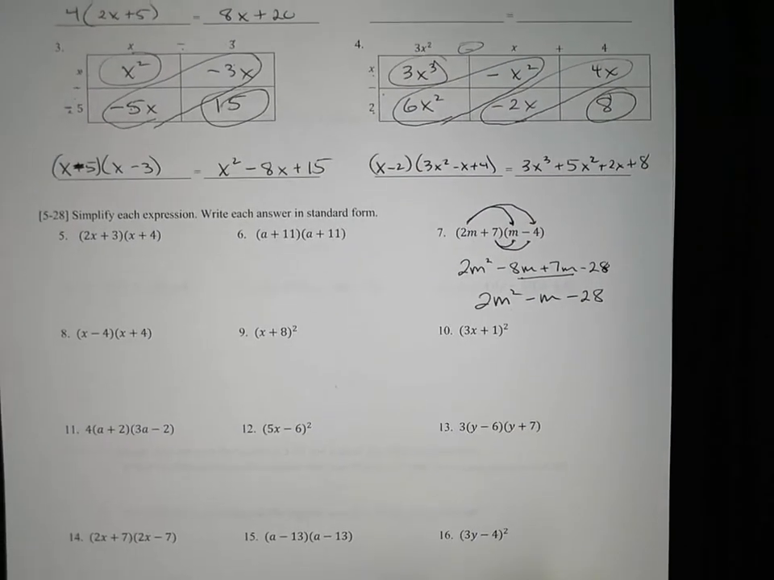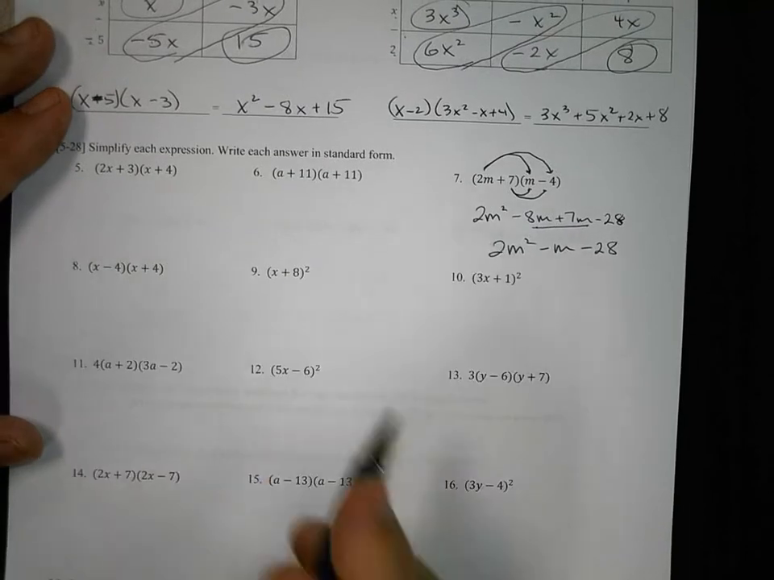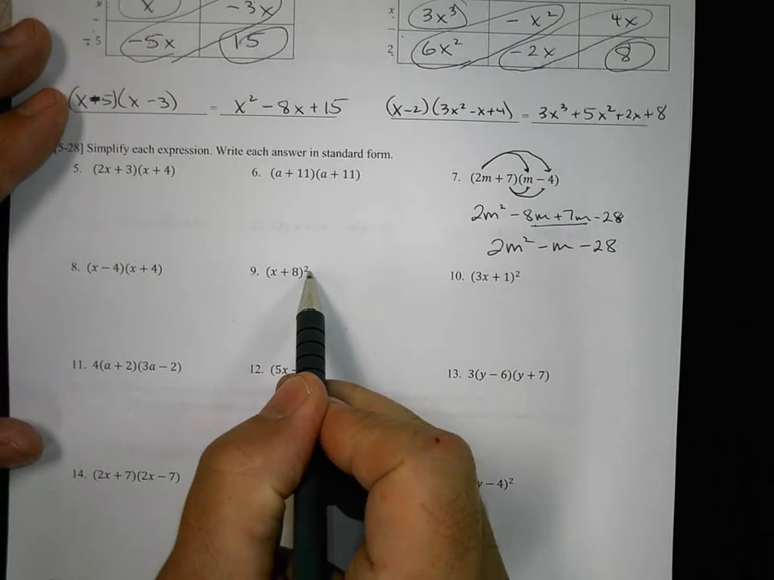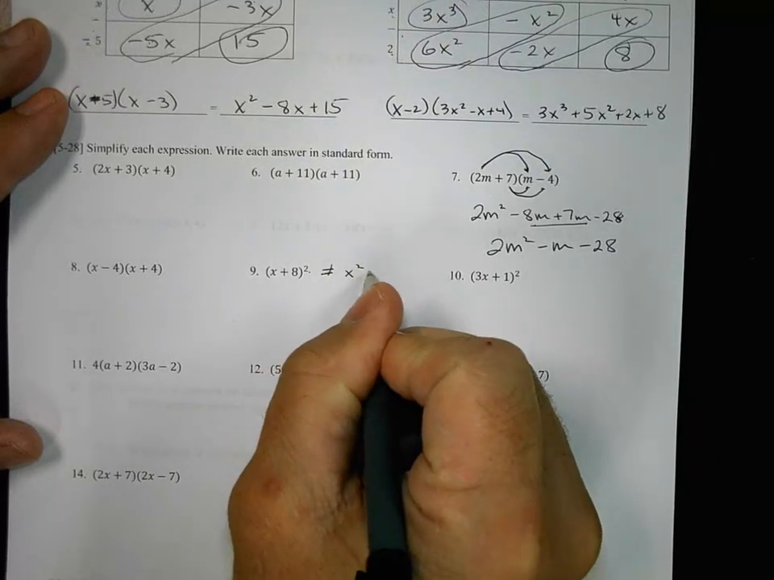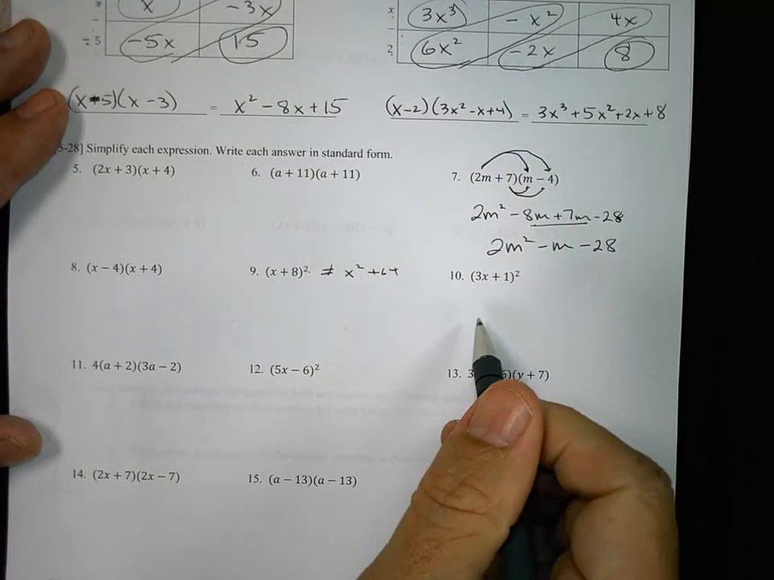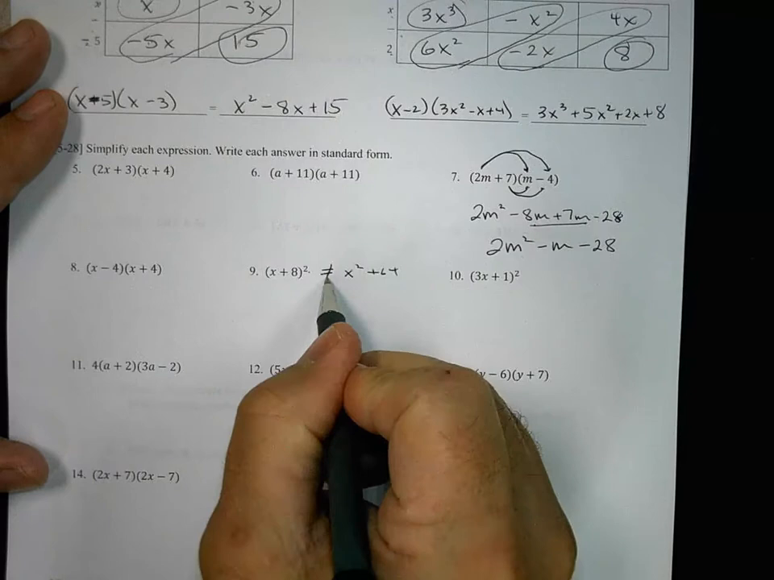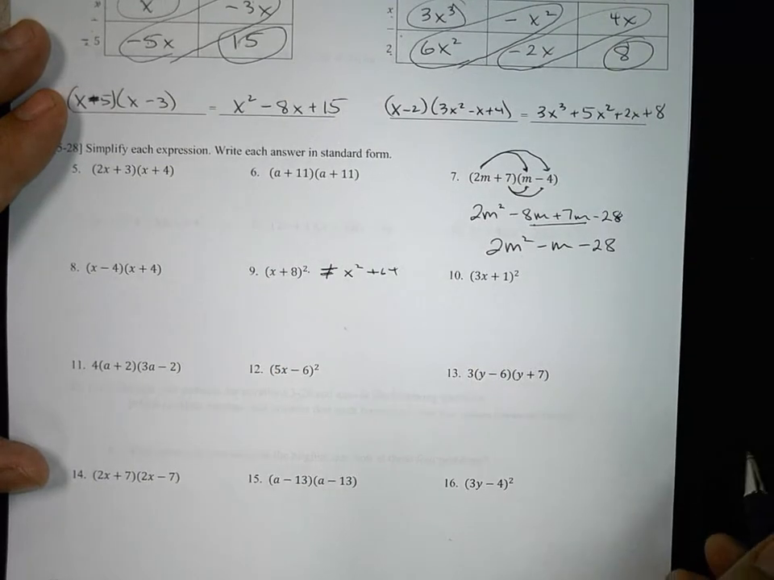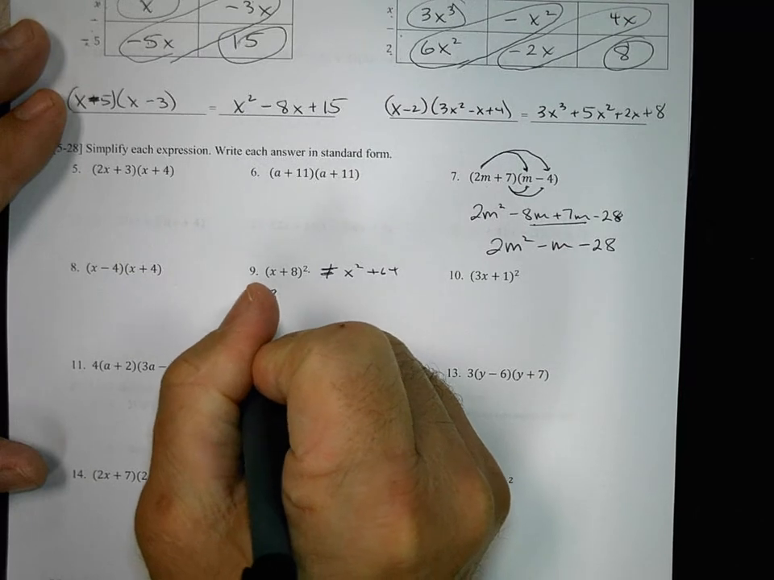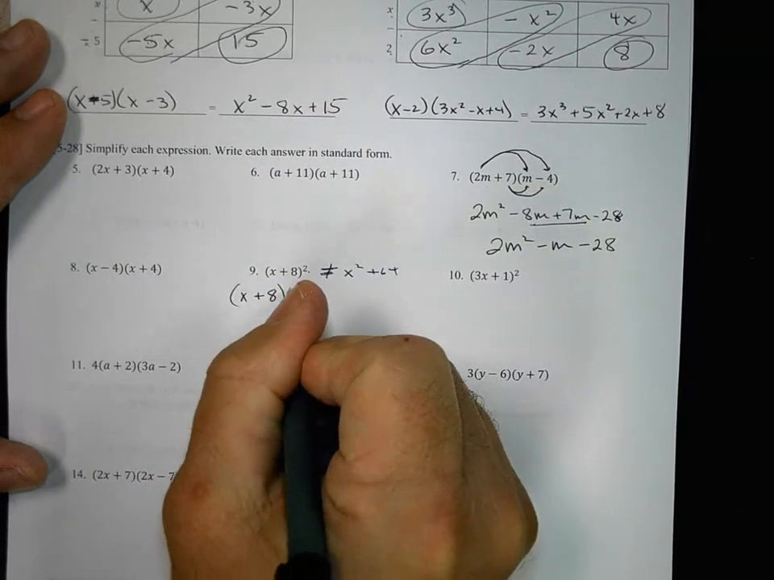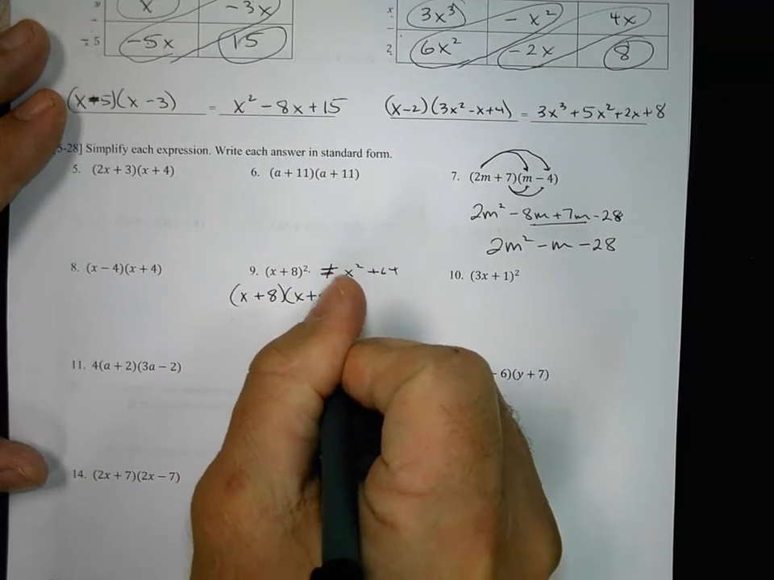All right, let's go down and do number 9. x plus 8 squared is not equal to x squared plus 64. That is not correct. Don't do that. Everybody makes that mistake. x plus 8 squared is x plus 8 times x plus 8.